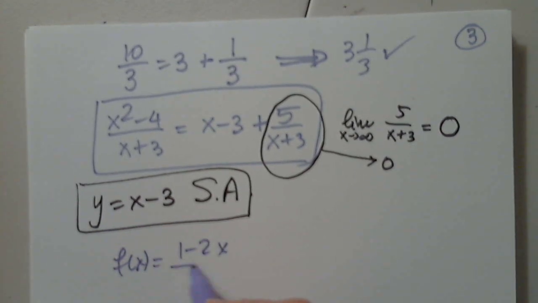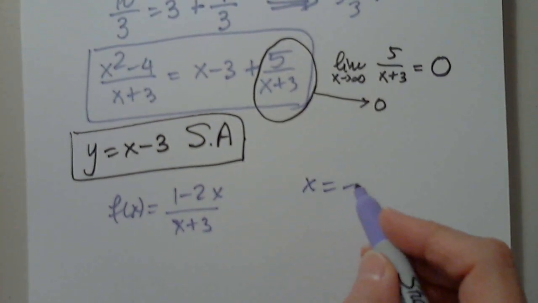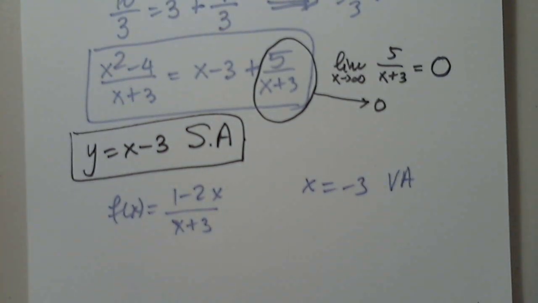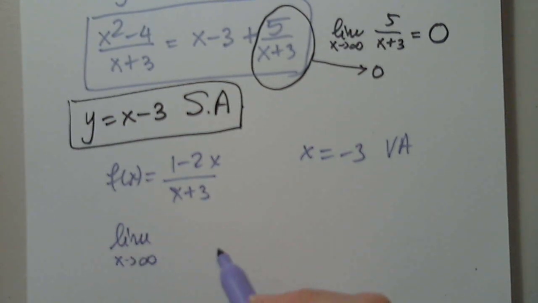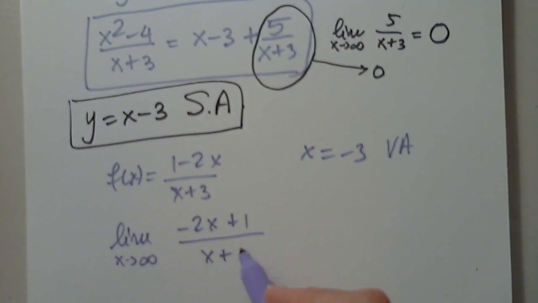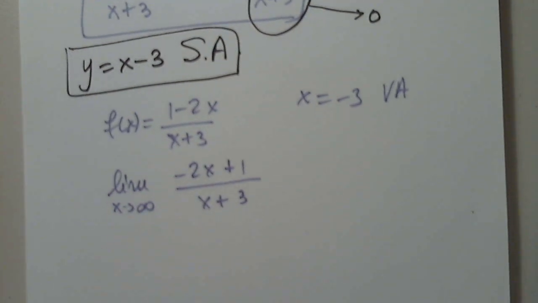equals 1 minus 2x over x plus 3. Very good. So then we know now that x equals -3 is the vertical asymptote. And when we determine the limit as x approaches infinity, remember, please always arrange everything in the correct order, which is the descending order.